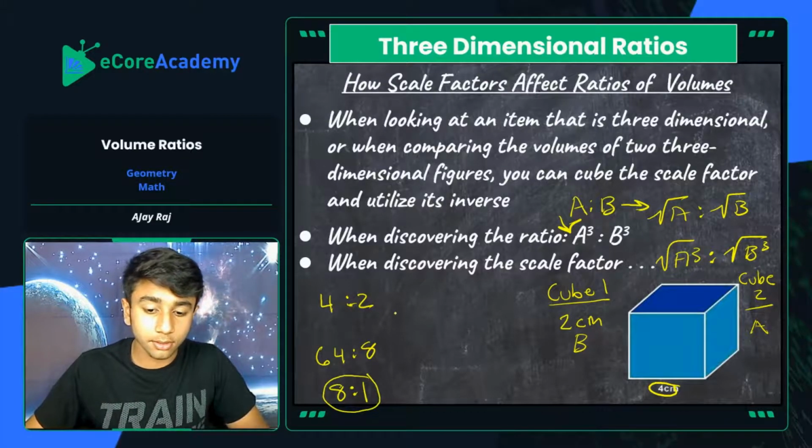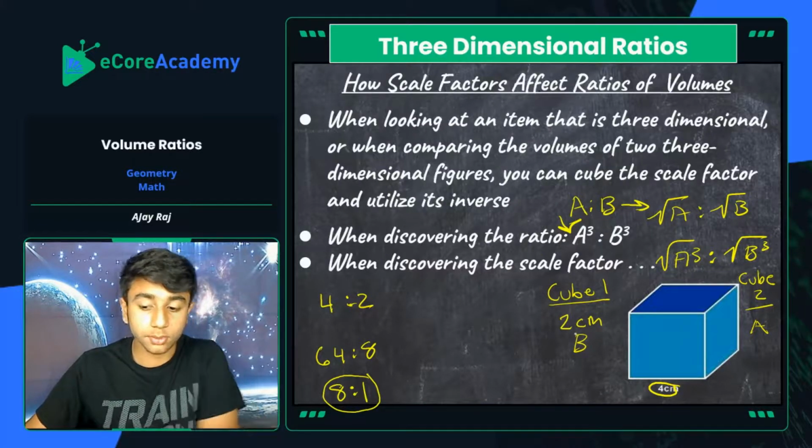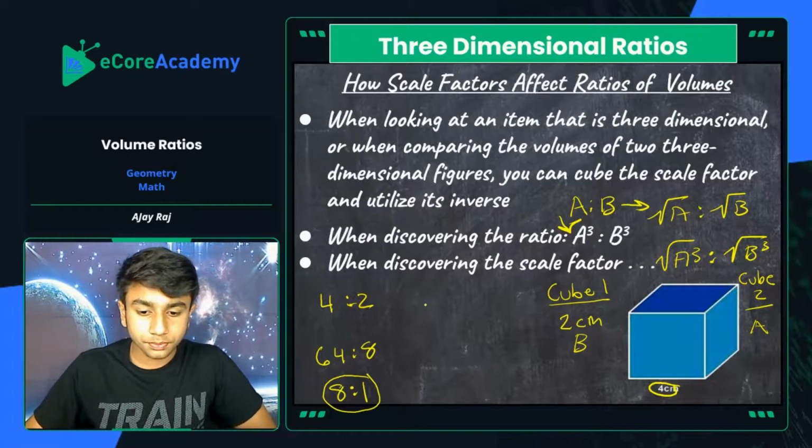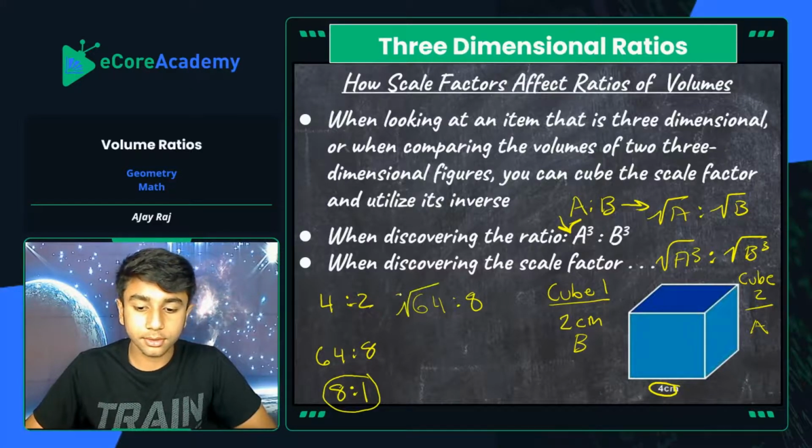We can move backwards, by doing, say, for example, we want to discover what the actual ratio was, what the actual two numbers being compared were. In that case, we can cube root each side. So 64 to 8 is shown here. It's our unsimplified ratio. And we're going to cube root each side.